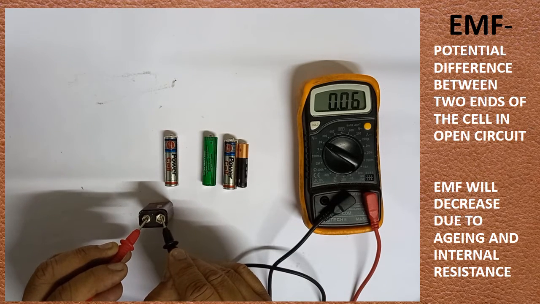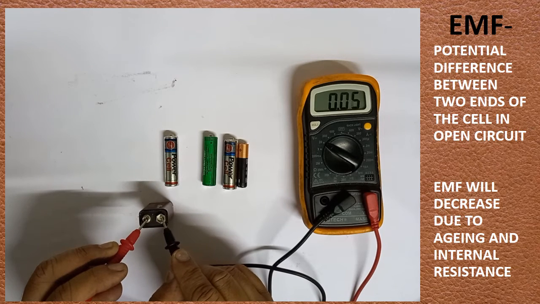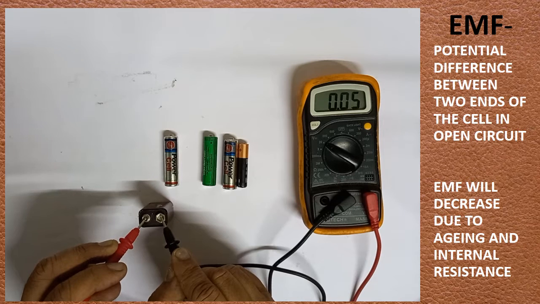So what is the EMF now? 0.06. Actually, the original EMF of this cell is 9 volt. It becomes very weak. It is not able to be used. It should be thrown off. But you have to know that. Is that clear?